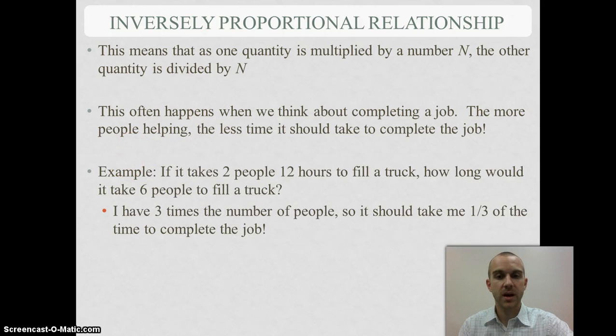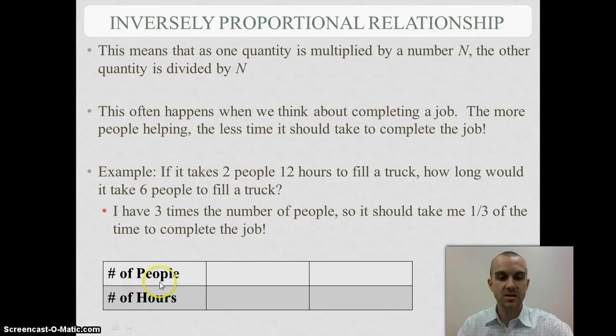So say I'm thinking about trying to fill a truck, and I've got 2 people, I can do it in 12 hours. If I get 6 people to help me, that means if I look at this, I've got 3 times as many people helping me out. And say that we're able to work similarly, so that by tripling my people, I should be able to effectively cut my time in a third, or divide by 3.